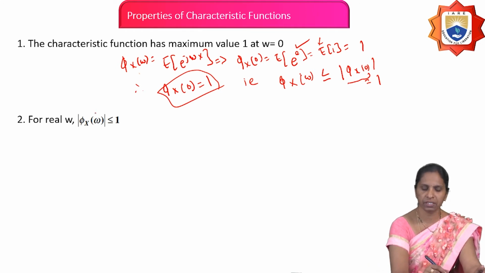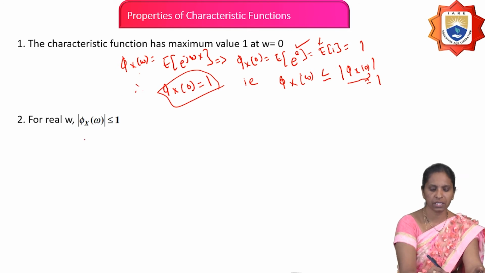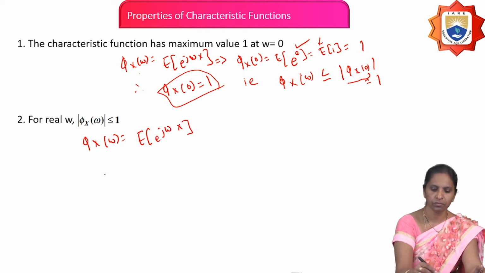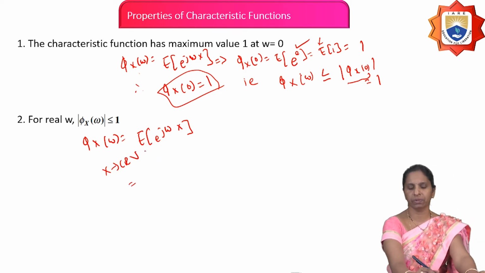And what does the second property state? For real omega, mod of pi x of omega is less than or equals to 1. So this is already proved actually. So what is the characteristic function? Pi x of omega equals to expectation of e power j omega x. Now if you assume that x is a continuous random variable, then how can you write down the expectation of any function?